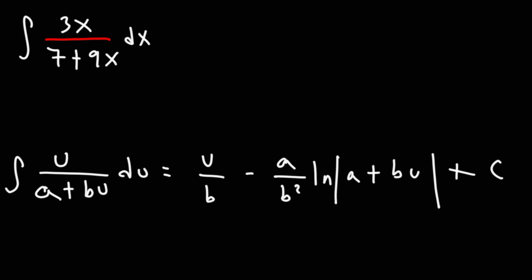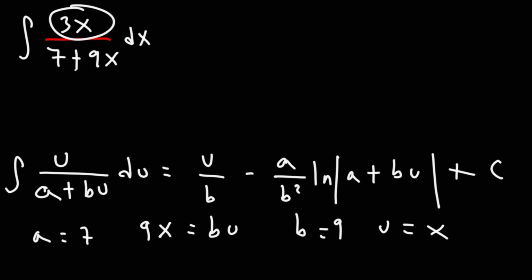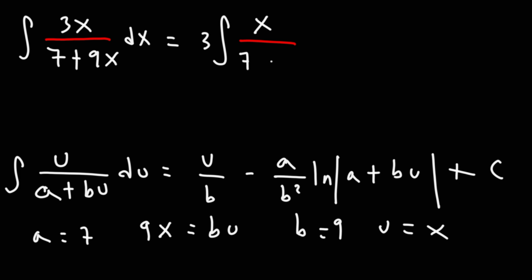The first thing we need to do is identify the values of a, b, and u. So we can clearly see that the 7 corresponds to a. So a is equal to 7. Now 9x is equal to bu. So if 9x is equal to bu, what's b and what's u? Well, b is going to be the 9, u is going to be x. So this 3x doesn't equal u, just the x, which means we need to move the 3 in the front. So this becomes 3 times the integral of x over 7 plus 9x.